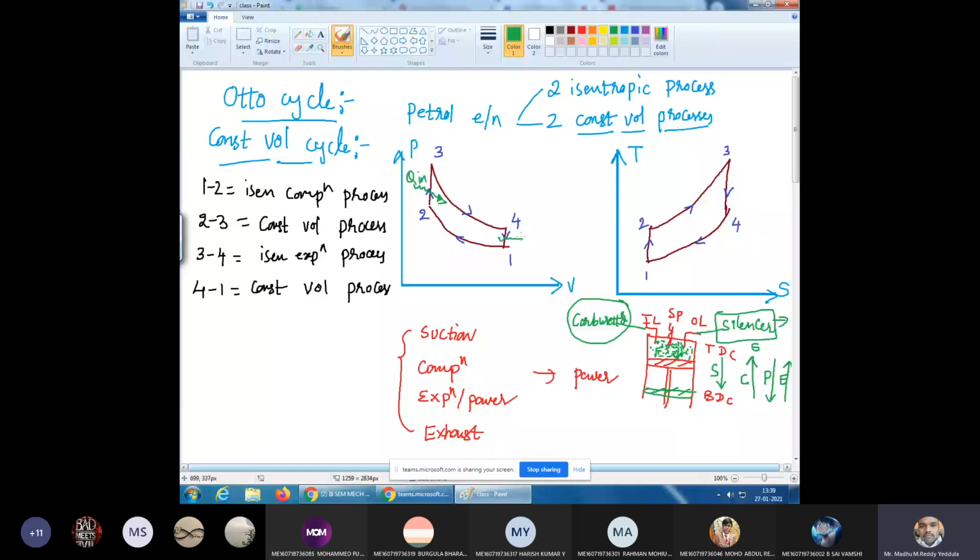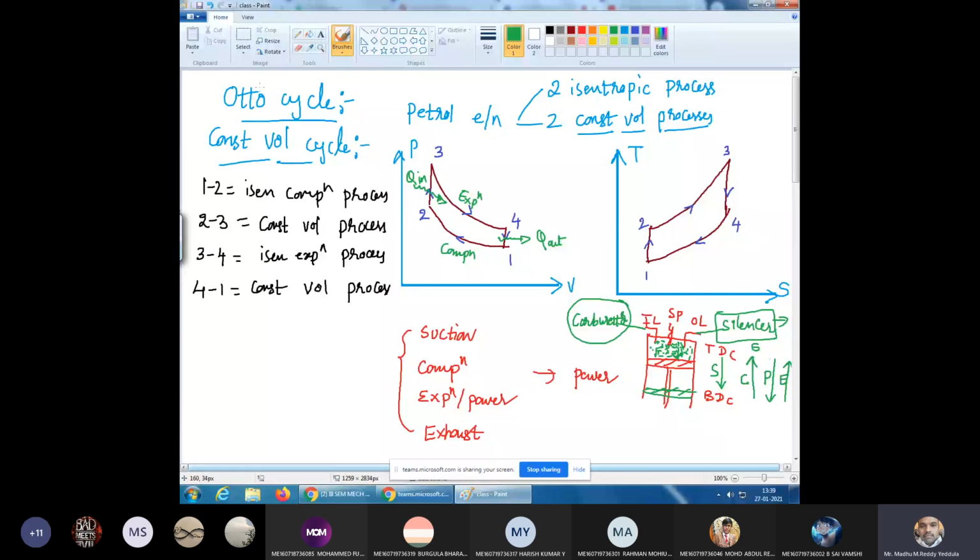So this is the compression process. This is the heat addition. Then this is the expansion. This is nothing but my power stroke, and 4 to 1 is the exhaust stroke. Suction is not showing here. Compression, and this is the spark addition, nothing but heat addition, and this is the power stroke or expansion, and this is the exhaust stroke, heat addition, heat rejection, Q out. Is this clear?